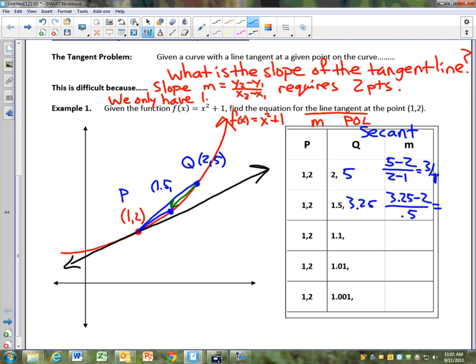2.5. So our first value is 3. Now we got 2.5. Do you remember what I told you was the slope? It is 2. And we're going to see it kind of come down here.